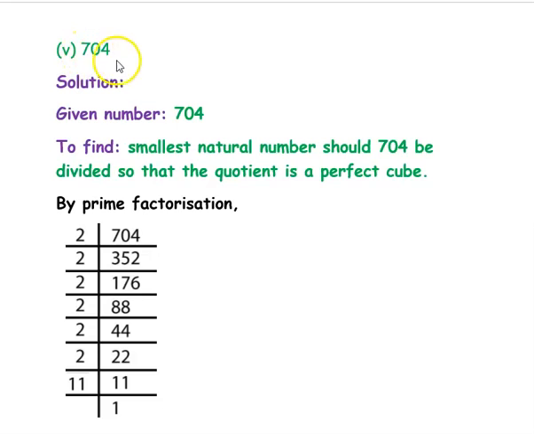Next number is 704. Now let's find the prime factorization of 704 first. So first I am dividing it by 2, so I will get 352, which divided by 2 I will get 176, which divided by 2 I will get 88. 88 divided by 2 is 44. 44 divided by 2 is 22. Again 22 divided by 2 is 11. So 11, it's a prime number, so we can divide only by 11. So 11 divided by 11 is 1.